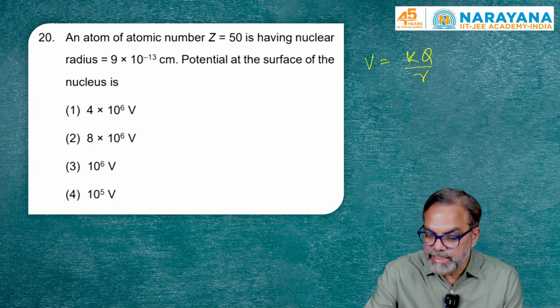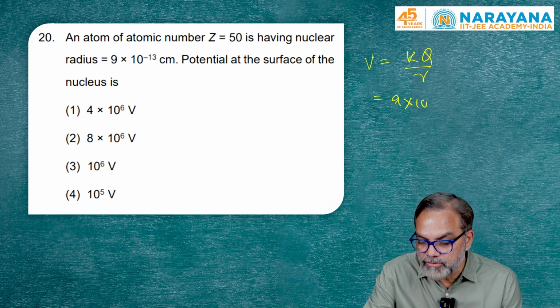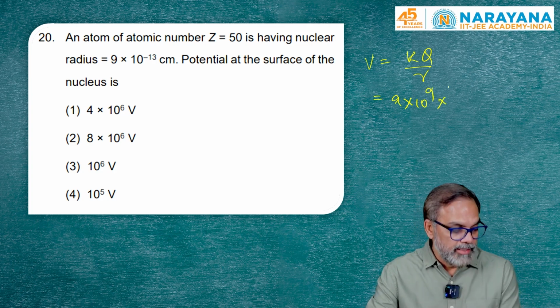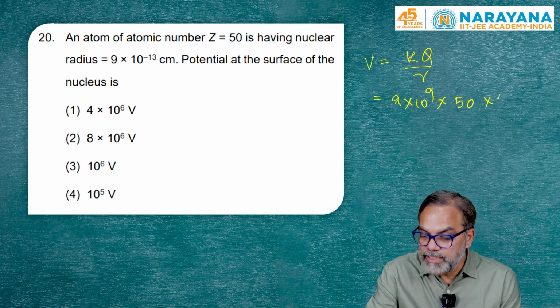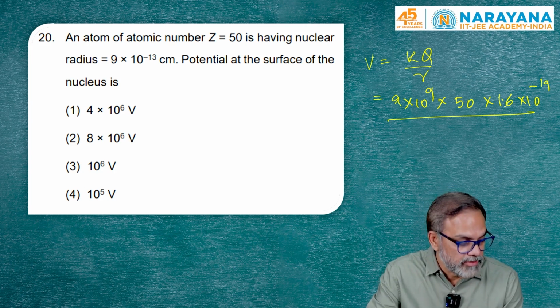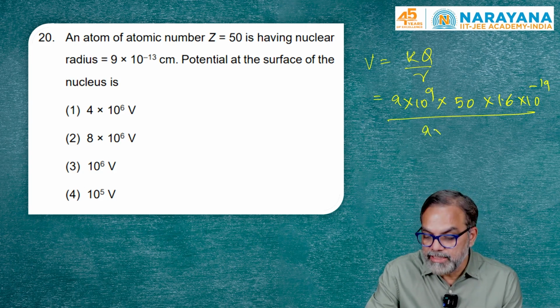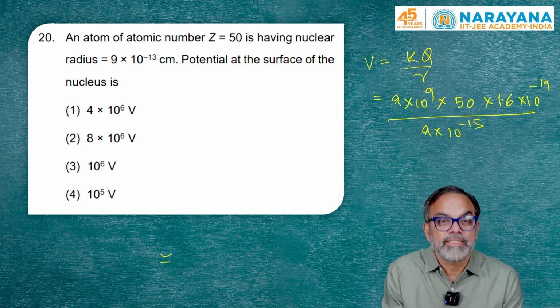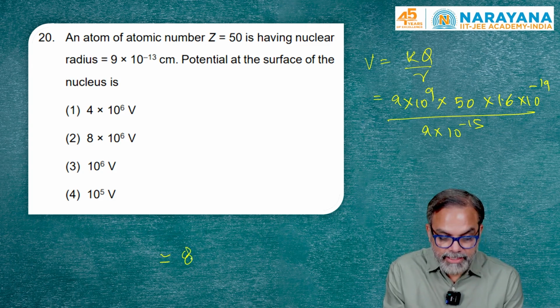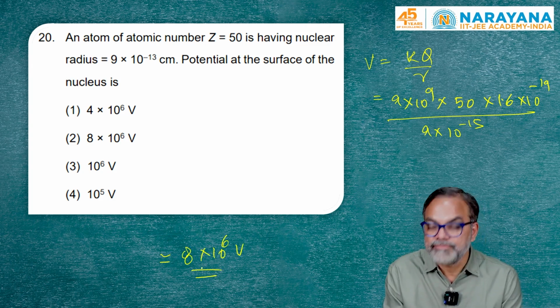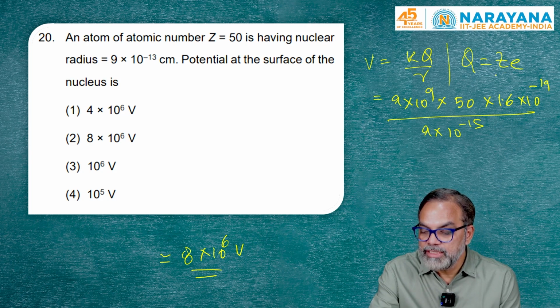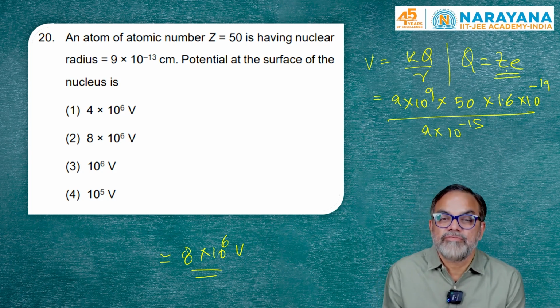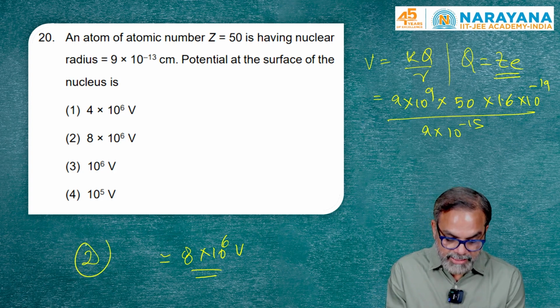So if you do the calculations, that is 9 into 10 to the power 9, and this will be z, that is 50 into e, charge on electron, 10 to the power minus 19, then radius, and then you convert into meter. So 9 into 10 to the power minus 15. So I hope this works out to be 8 into 10 to the power 6 volt. Just formula based. Please take note that Q will be equal to ZE. This is the potential at the surface of nucleus. So our answer will be second.